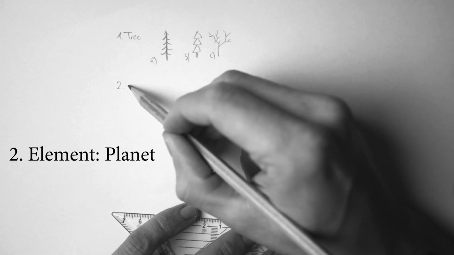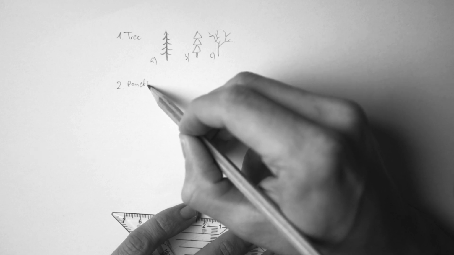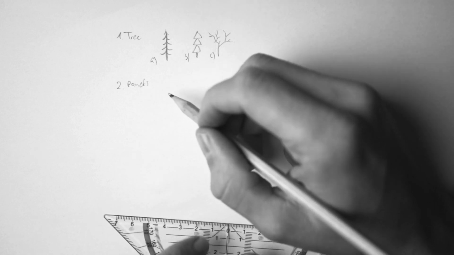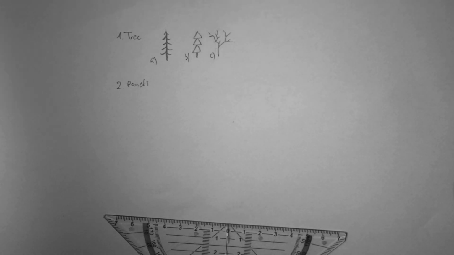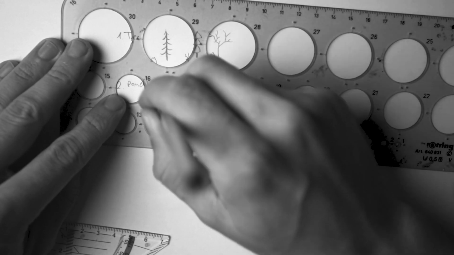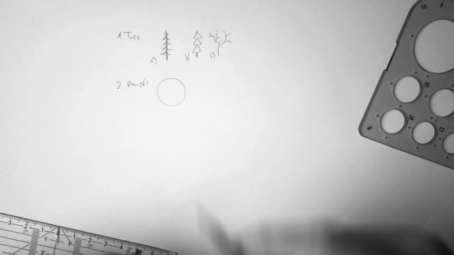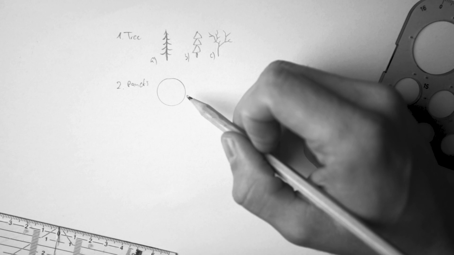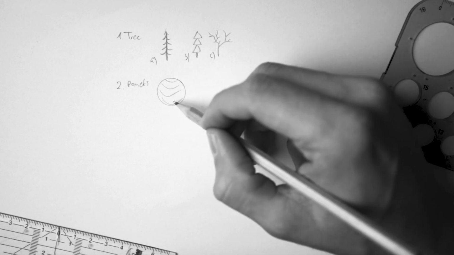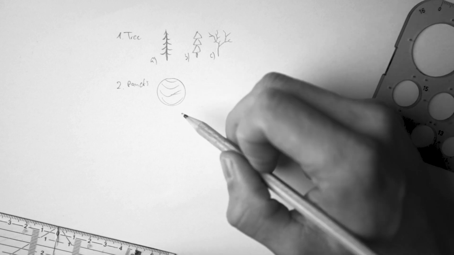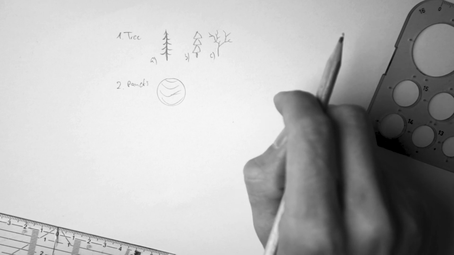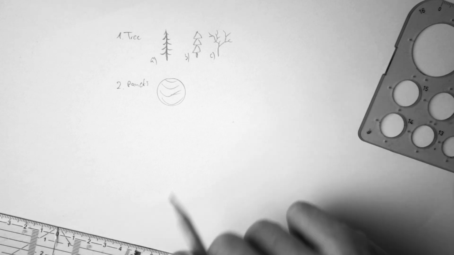So second, planet. I already showed you in the video before how to sketch a planet. Most of the time you make a circle. You can do it freehand. For demonstration purposes I'll use this tool here. And a planet most of the time is round, and you can add a shading. I showed you in the video before. If you haven't checked this video, make sure you click on this link here, right here in the corner.